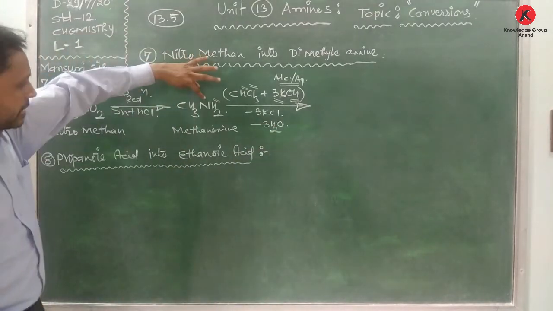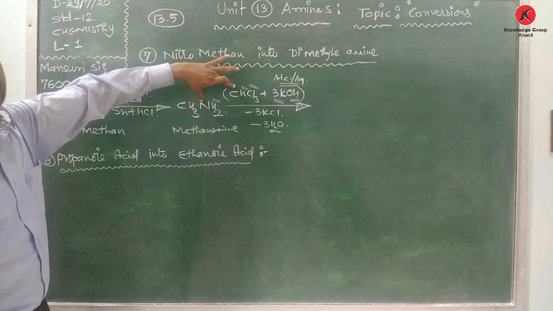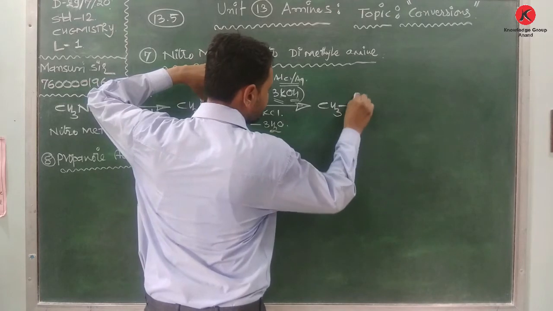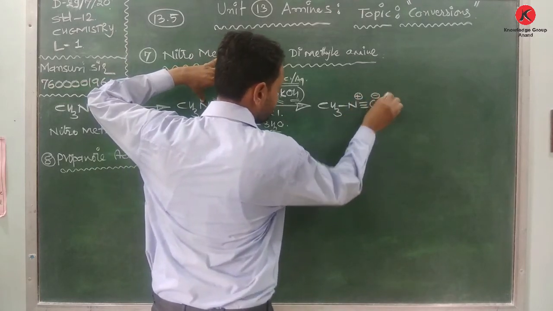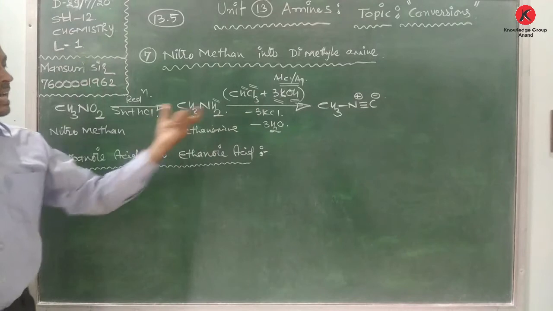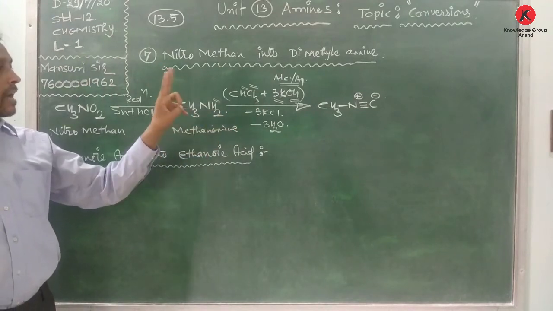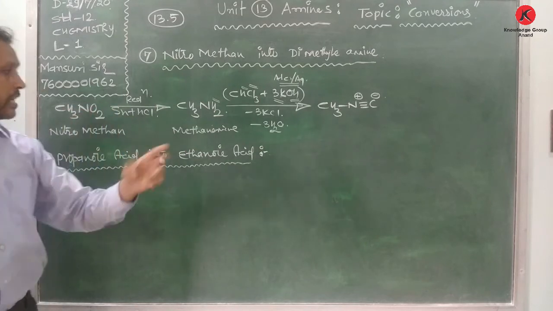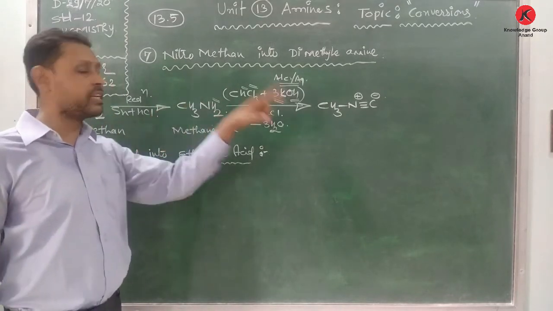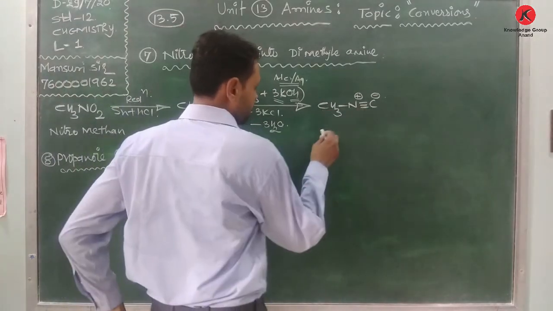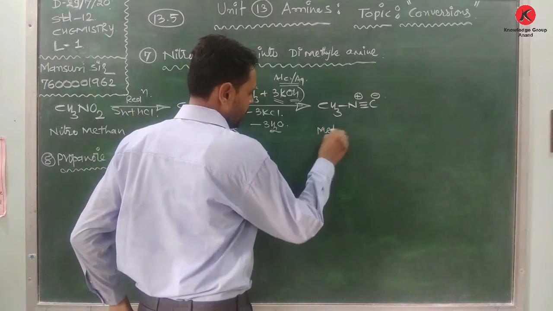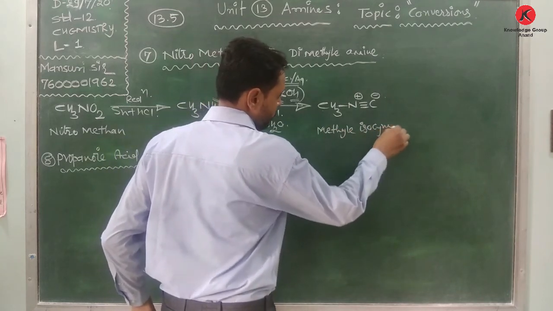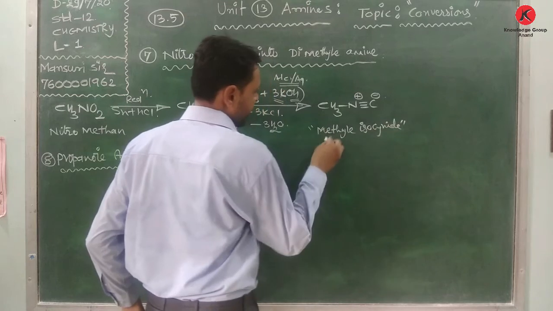Now only N and C are remaining. That is why CH3NC is formed. This is my carbylamine test. Primary amine gives this test, secondary and tertiary amine do not give this test. So methanamine is converted into methyl isocyanide.